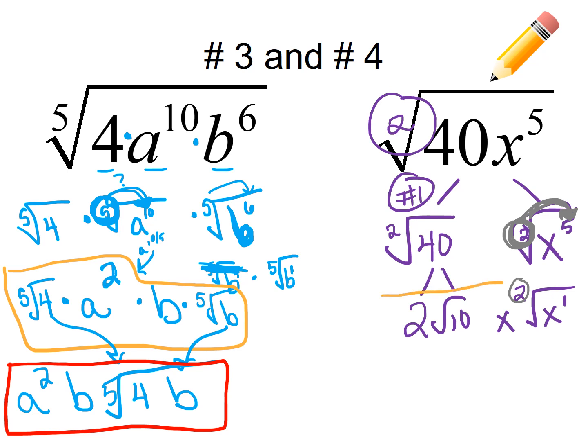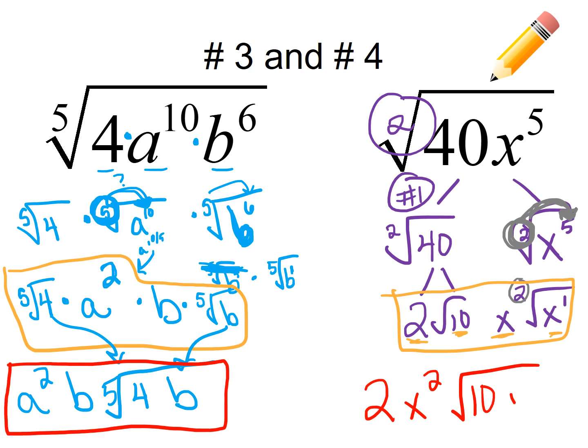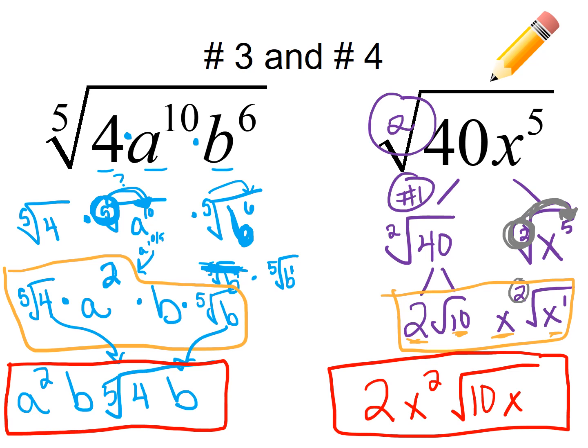We're not done yet though, because we can combine this. We can pull the 2 and the x squared out in front, and then we can put the 10 and x underneath a common radical. So we have 2x squared outside of the radical, and we have the 10x underneath the radical. So that's my final answer for number 4.